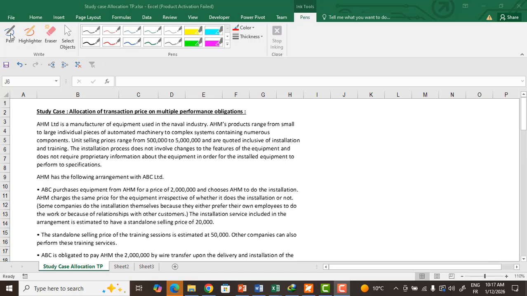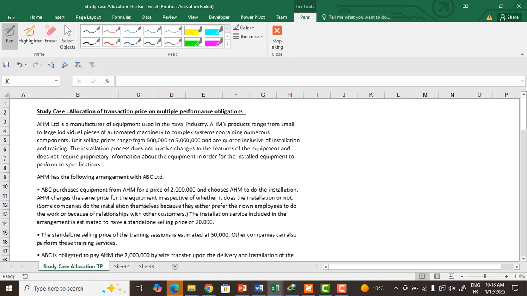Hi everyone, in this lecture we'll do a case study on Excel, allocation of transaction price on multiple performance obligations. So here we have AHM Limited, a manufacturer of equipment used in the naval industry. AHM's products range from small to large individual pieces of automated machinery to complex systems containing numerous components.